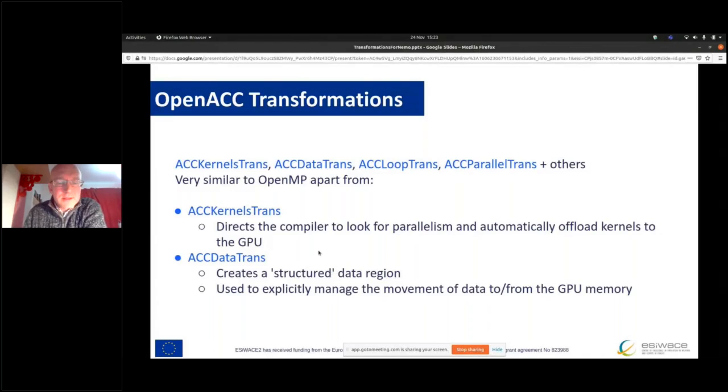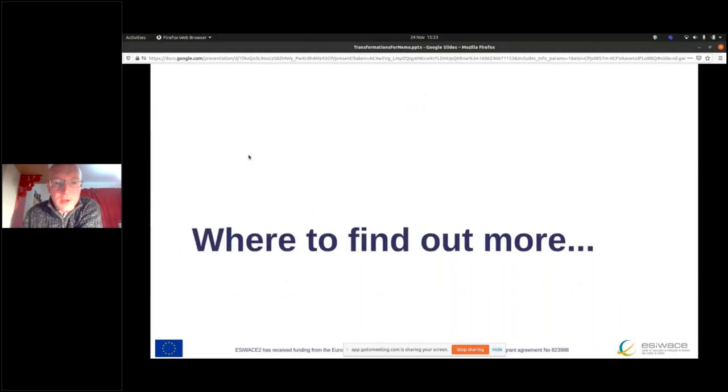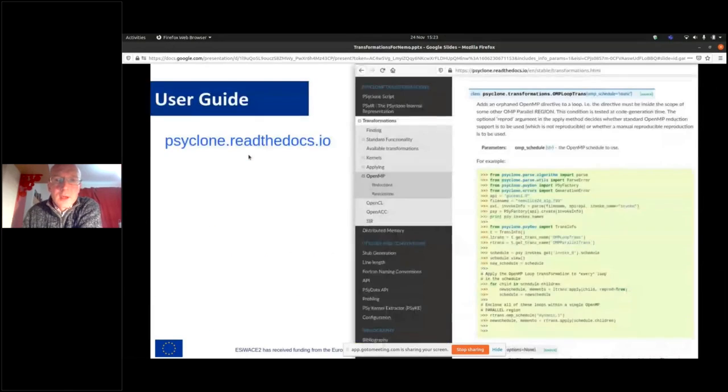Right, and with that, where to find out more. So some of you hopefully have already found it or been pointed to it, but we endeavor to document everything as we go, as we develop. And so there's the user guide. The user guide has documentation on the various transformations that are available. So you can see here, you can look at OpenMP, there's OpenACC, and then there's others available as well, but we won't be covering those in this tutorial, but you're welcome to have a look, of course.